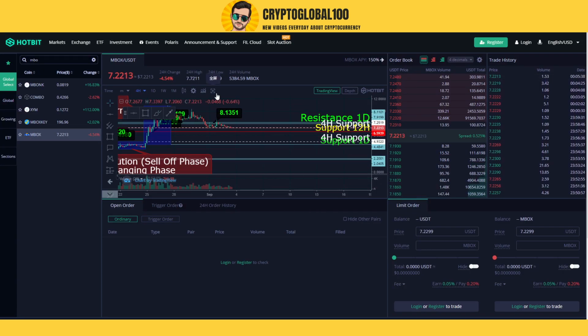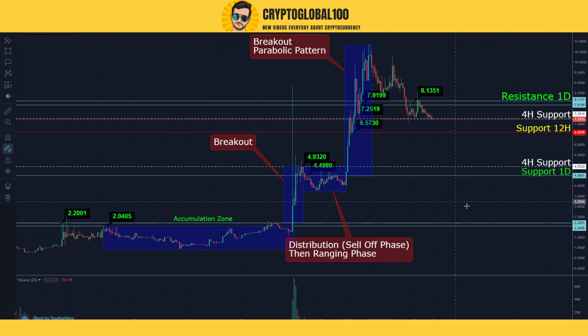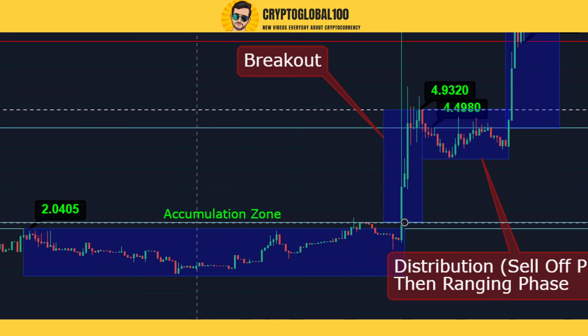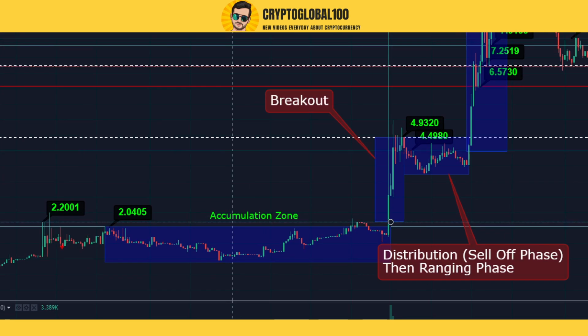Now let's take a look at the Mobox here in detail. Now guys, I have drawn the levels, and these are certain levels here. If I show you the accumulation phase, take a look yourself. This is an accumulation phase where the price was accumulating, where people were buying and there was not a lot of selling. You can see the size of the candles was very small. This indicates that the price was in a ranging market and accumulation market, and it had to break out, and it broke out at this range.